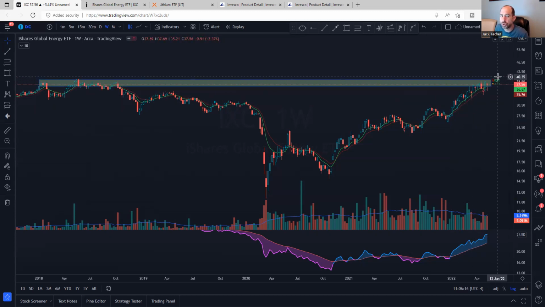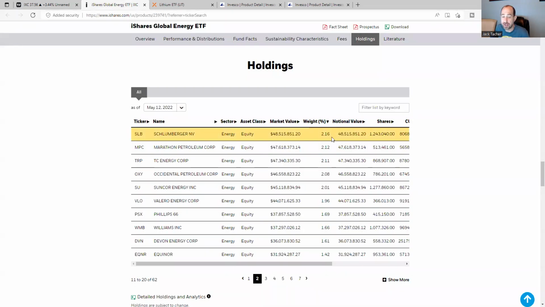So just be careful if it does break out, just because there's less and less energy names setting up. That says a lot. But within this ETF, you have equal, by the way, it's not quite equal weighted, but it's broadly weighted. Schlumberger, Marathon, TRP, Oxy's in there, Suncor, Valero, Phillips, Williams Company, they do transportation of oil, I believe, Devon, Equinor. So again, you can see what the top weightings are.